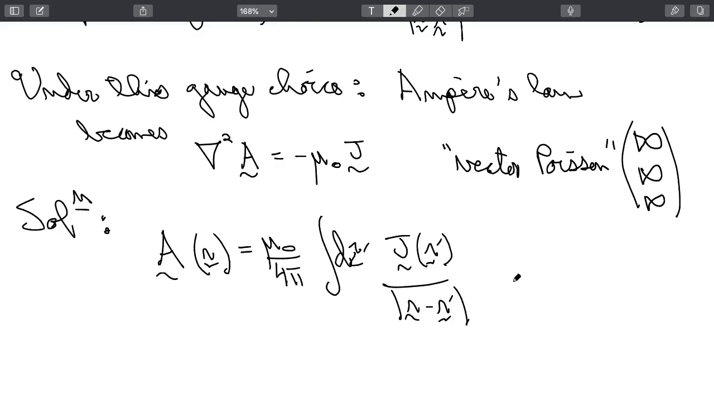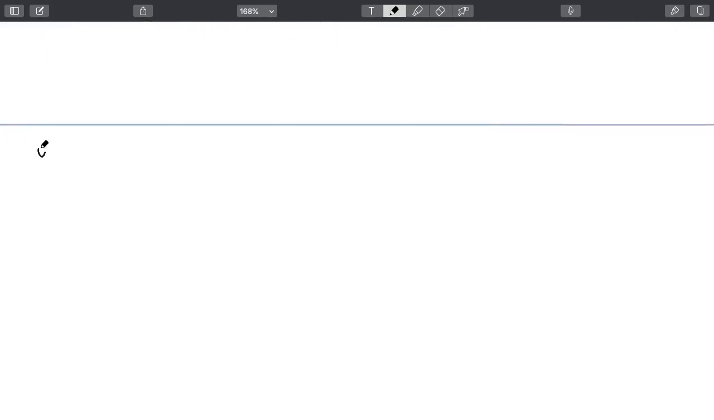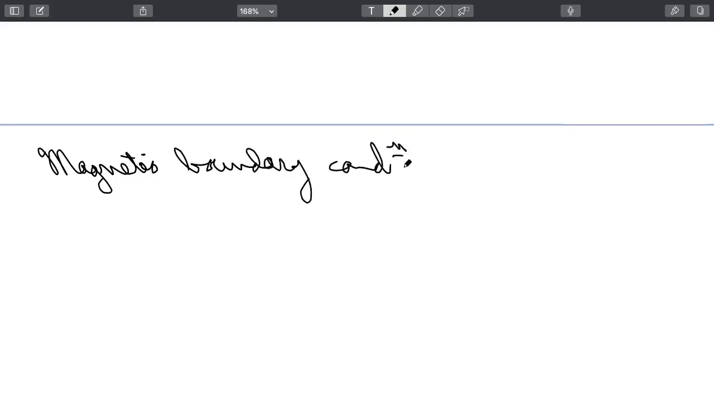I wanted to do multipoles for the vector potential, but I think that's not going to happen today. So maybe I'll just end with a couple of comments on magnetic boundary conditions. You remember all these stories of Gaussian pillboxes and little Amperian loops that we did for the case of electrostatics. Here, it's a little bit similar.